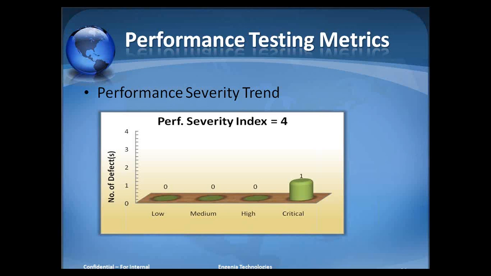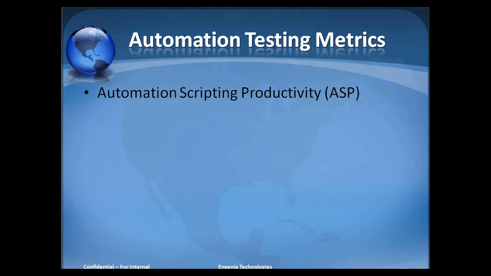So that was all about performance testing. Now we have a third category of metrics, that is the automation testing metrics. All the folks who have been doing automation in their respective companies might have come across these metrics.